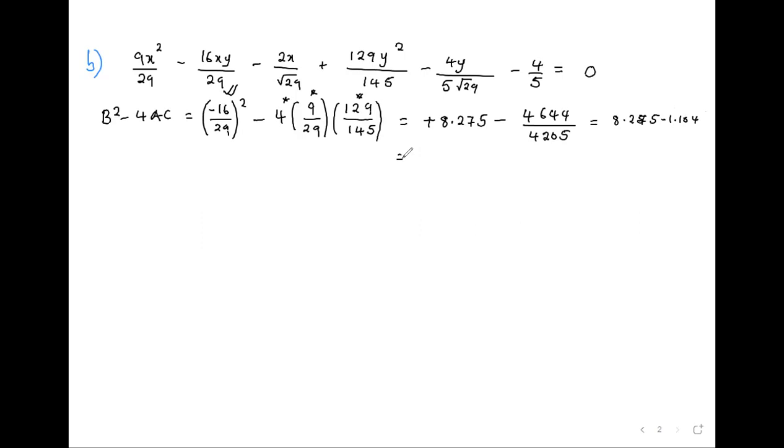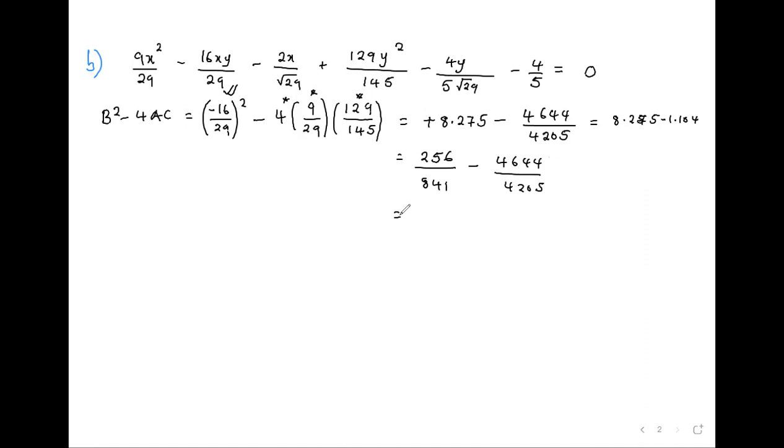Was the calculation for B squared correct? So this is 16 squared, that's 256 over 29 squared. Oh, yeah, that's 841 minus 4644 over 4205. Okay, let's see.